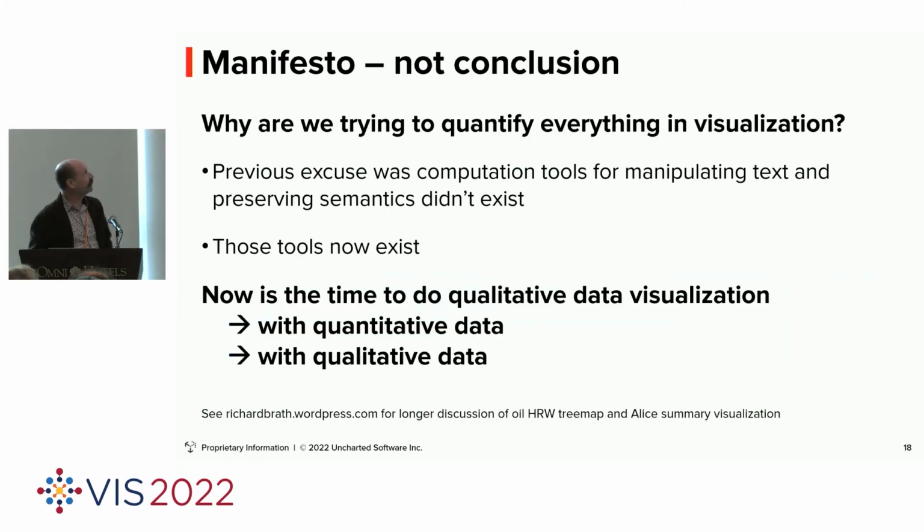And so instead of a conclusion, I'd like to end with a manifesto that basically says, why are we trying to quantify everything when we do visualization? We used to have an excuse that computation tools weren't really that good for manipulating text and preserving semantics, but they do now. And because they do now, it means we should be bringing qualitative data into visualization much more, whether it's quantitative or qualitative data that we're starting with.